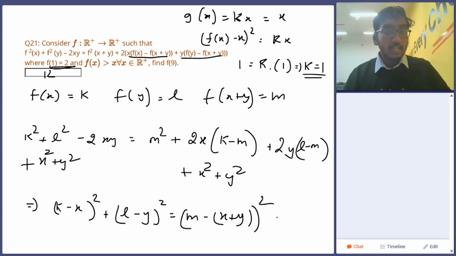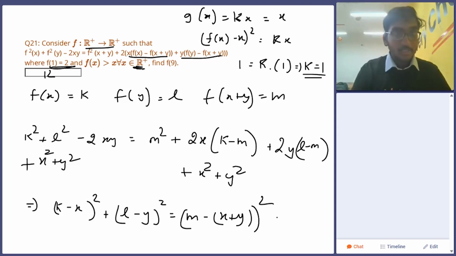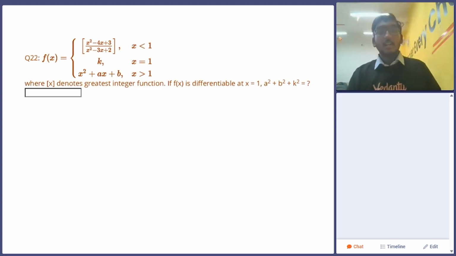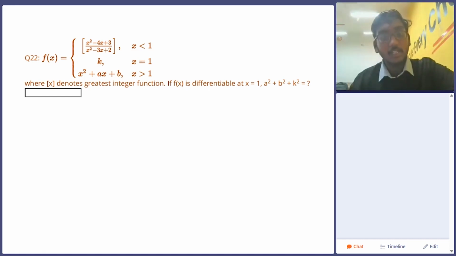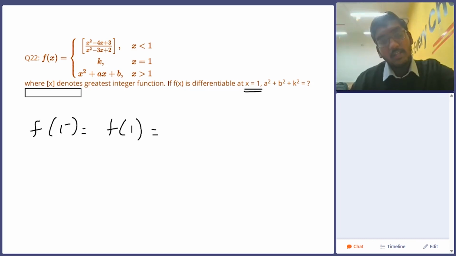See, why we are ignoring the negative root is because here it is given to be R plus to R plus, right? The function is R plus to R plus. Okay. So yes, this question is from continuity and differentiability. It is given that f of x is differentiable at x is equal to 1. That means, see, differentiability will always imply continuity also. Okay. That means f of x is continuous as well as differentiable at this point x is equal to 1. So if it is continuous, you can say that f of 1 minus will be equal to f of 1 and that will be equal to f of 1 plus, right?